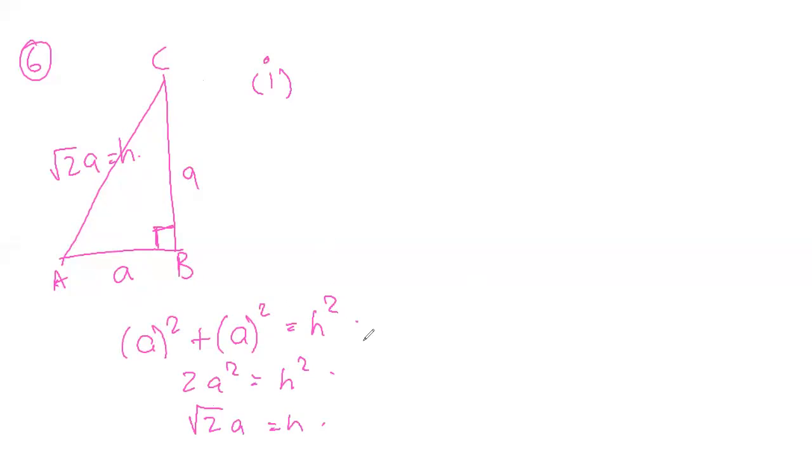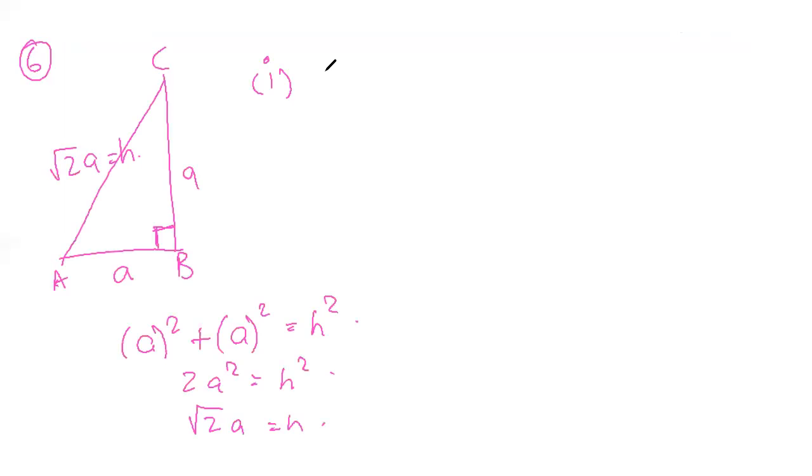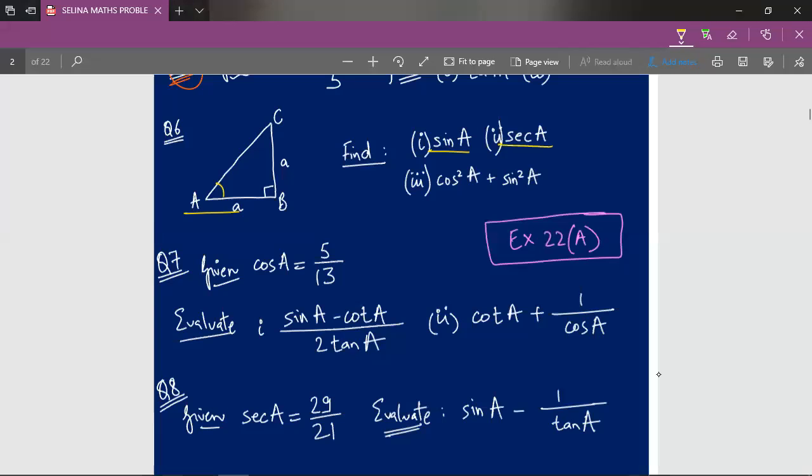So our first question states that find sine A. So our sine A is equal to perpendicular upon hypotenuse, that is a upon root 2a. So a gets cancelled and the final value is 1 upon root 2. Then we'll move on to our next question, that is find secant A.